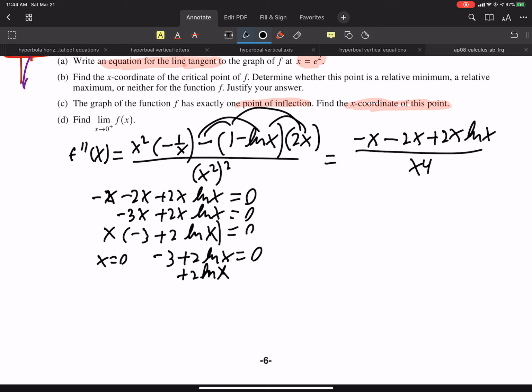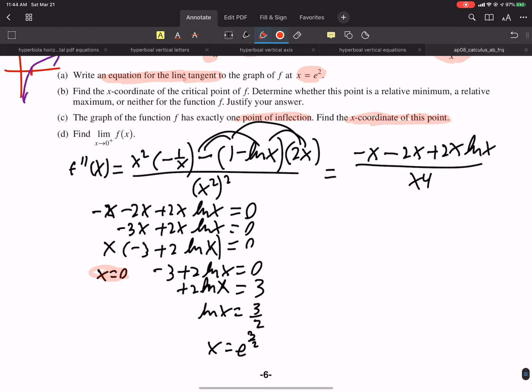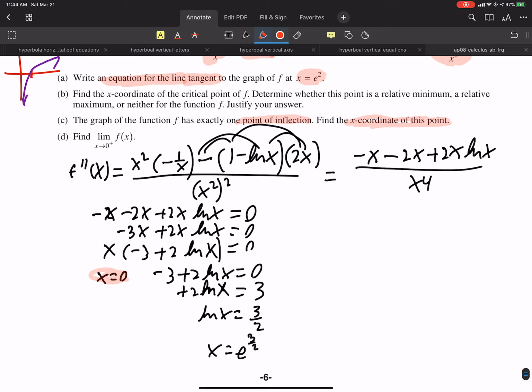Divide both sides by 2. And e both sides. Now again, this one we can ignore because our domain is greater than 0. So that's not even part of our domain. Now we have to make sure that the derivative changes signs at this point. So we are again going to make a beautiful table. That is so nice. Perfectly straight lines. I love it.